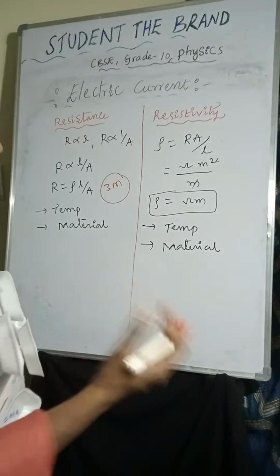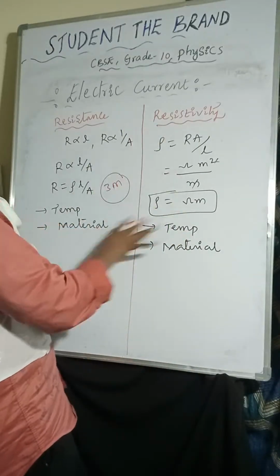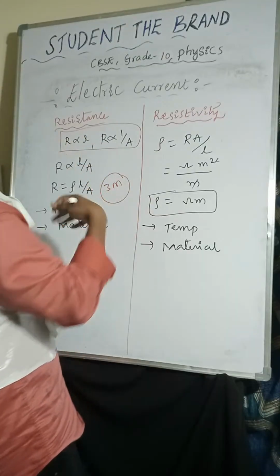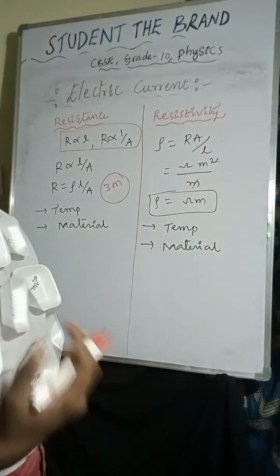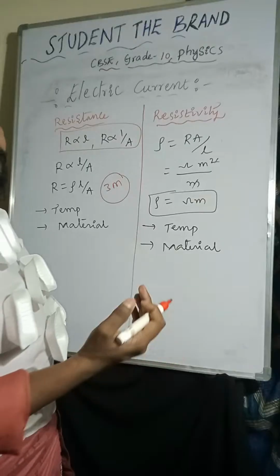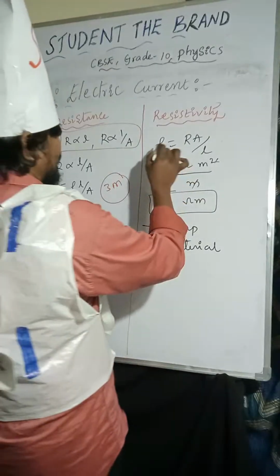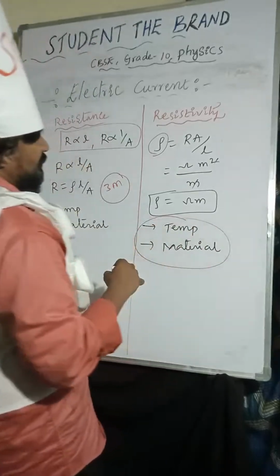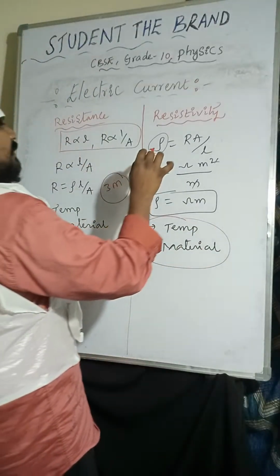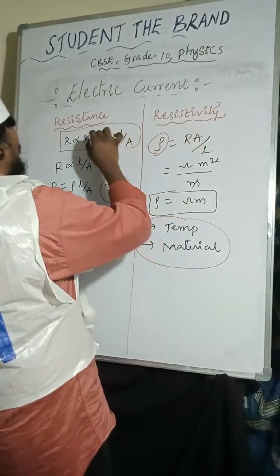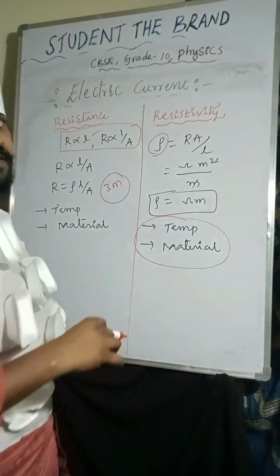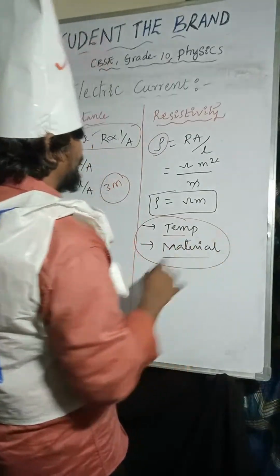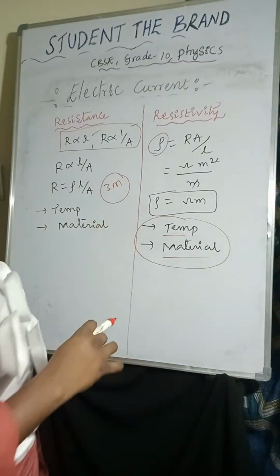Not only these differences, they may also ask these 2 points. Does resistance depend on the length of the conductor or not? And here you can also see resistivity depends on temperature and the material of the conductor. Resistivity does not depend on length and area of cross section. It depends on temperature and material of the conductor. I hope it is very clear.